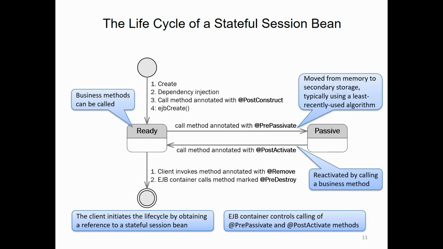So the important thing to note here is that the client initiates the lifecycle by obtaining a reference to a stateful session bean. That's all it needs to do. There's nothing special. It just needs to obtain a reference. And that's part of what happens, for example, with the dependency injection right at the beginning of that lifecycle. And it's the EJB container that controls the calling of these lifecycle methods, PrePassivate and PostActivate.